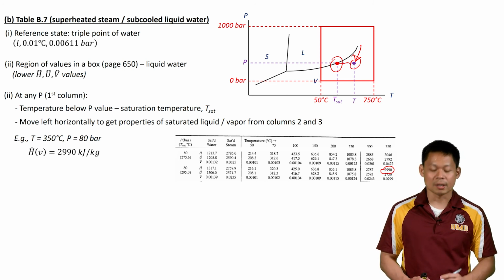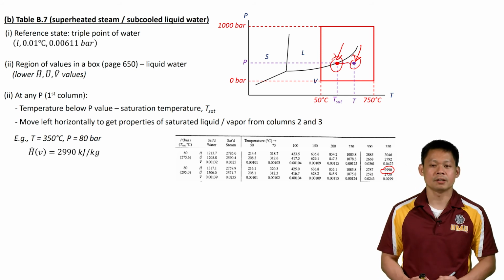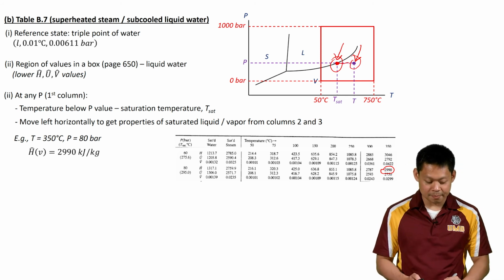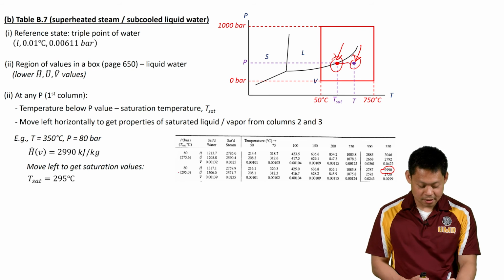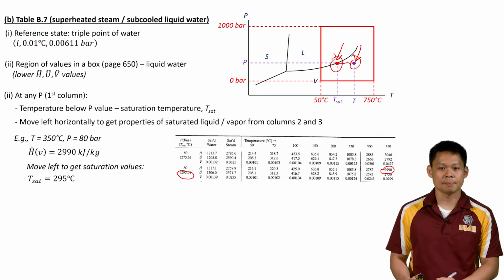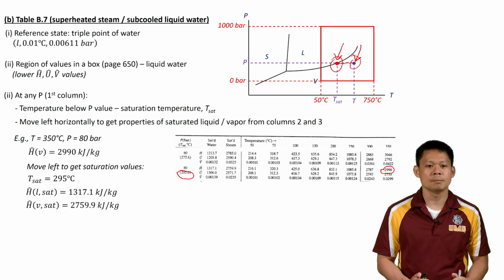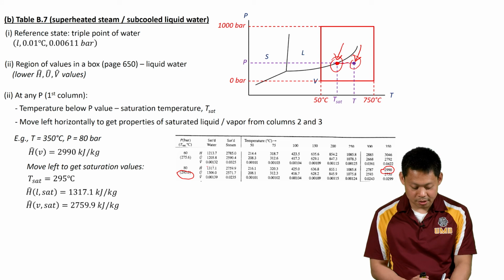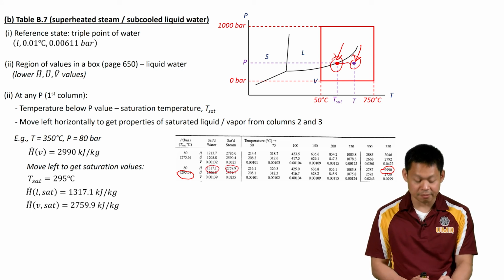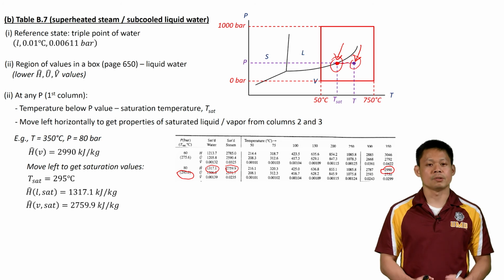So what happens if we want the saturated properties? So what happens if we want the properties right here? We just go leftwards all the way, and you can see right below the 80 bar, you have the saturation temperature of 295 degrees C. And in the first two columns, you'll see saturated water, saturated steam. You can look up those values, 1317.1, 2759.9, and those are your enthalpy values for saturated liquid and saturated vapor.